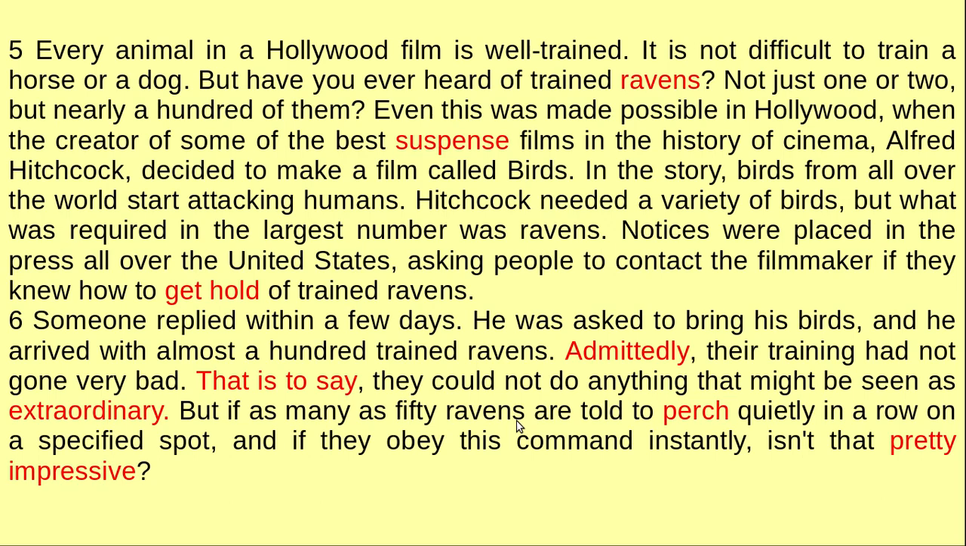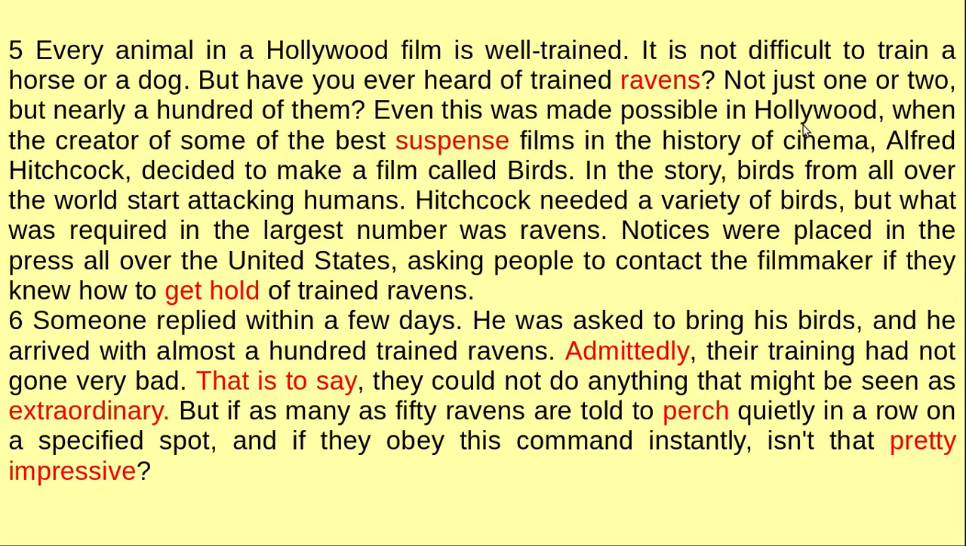It is not difficult to train a horse or a dog, simple. But have you ever heard of trained ravens? Not just one or two, but nearly 100 of them. Even this was possible in Hollywood. The creator of some of the best suspense films, we have discussed it last class, you remember? Alfred Hitchcock produced many suspense films, and when he decided to make the film called Birds, that made it possible: hundreds of ravens were trained to act in a film, right?